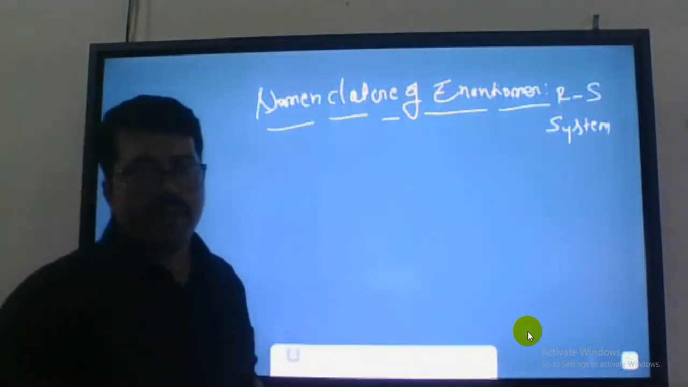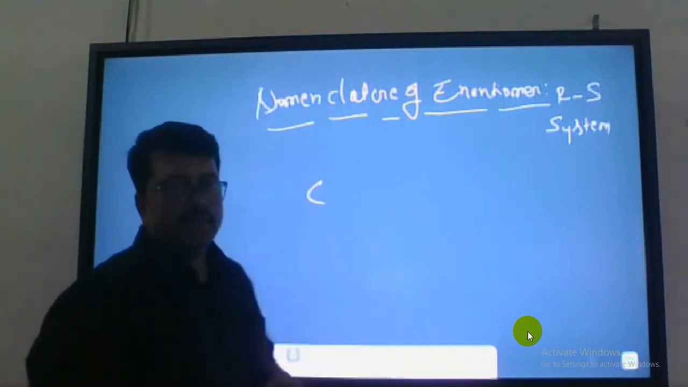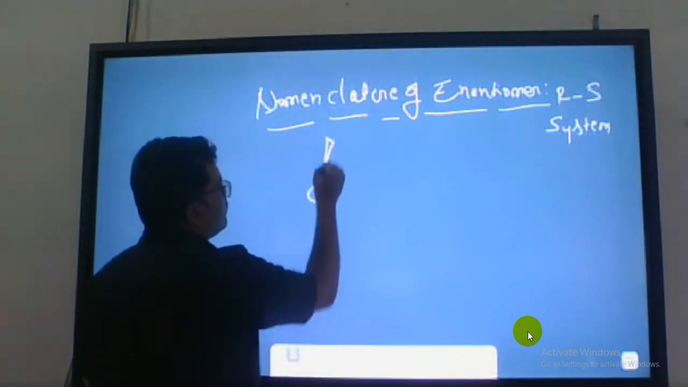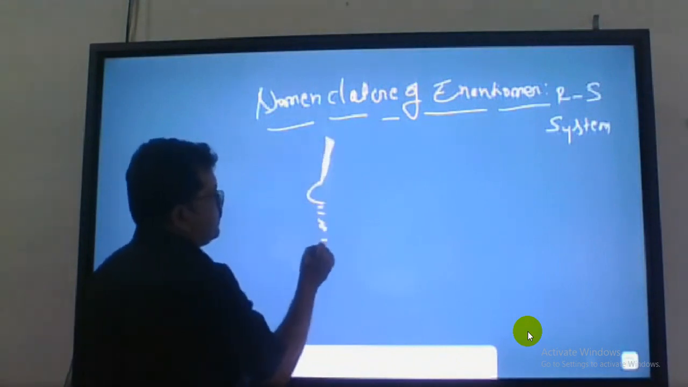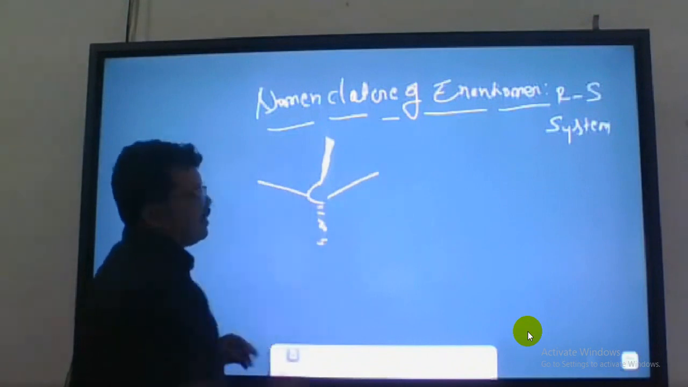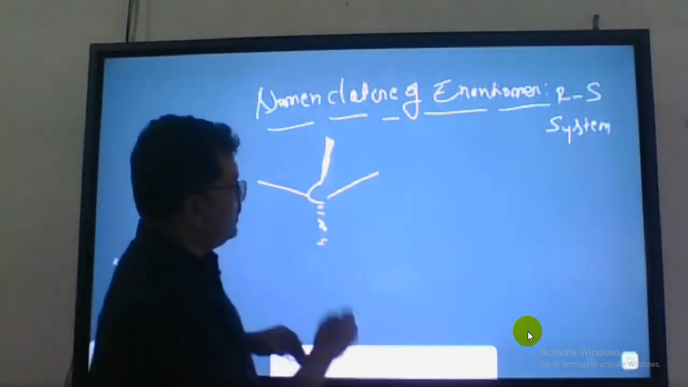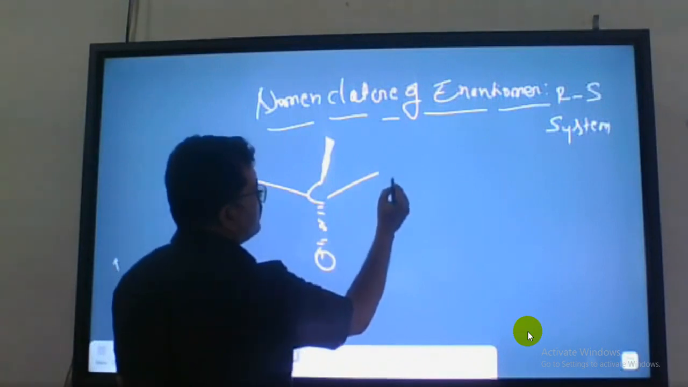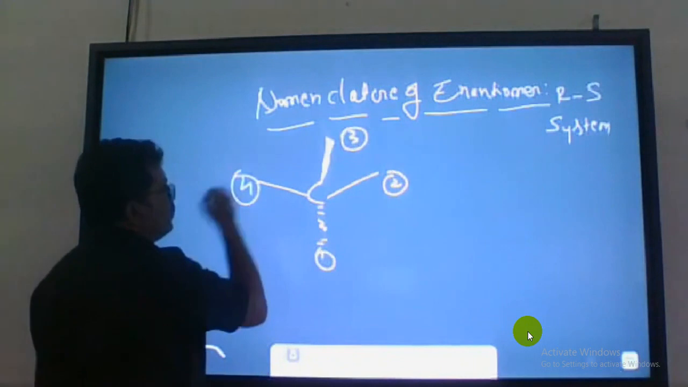So I will take one example. So it is carbon. Before carbon, so this is chiral. This is chiral. If this substituent takes 1, this is 2, this is 3, and this is 4.